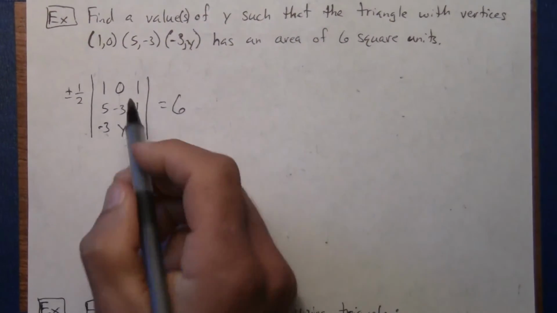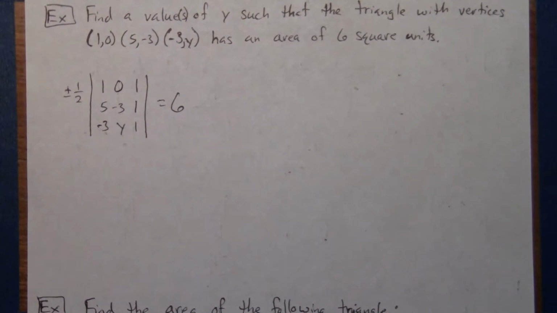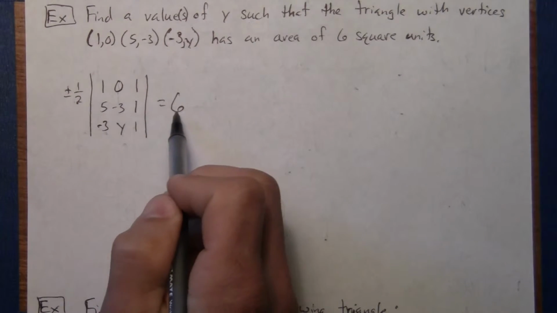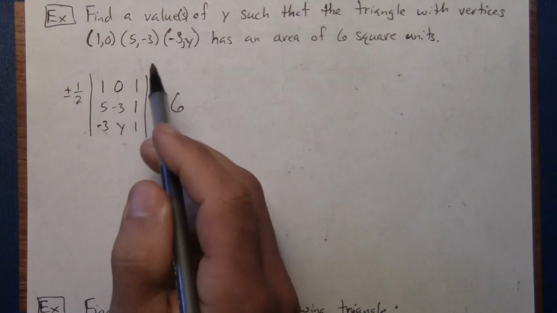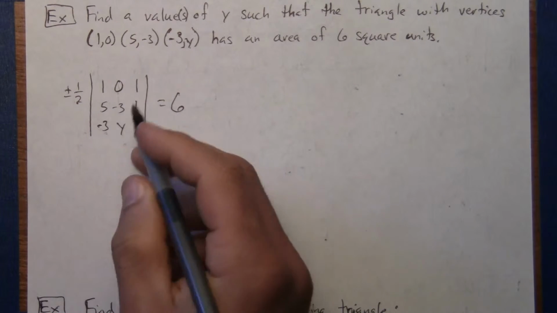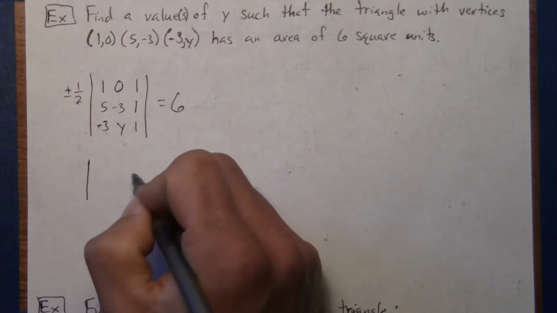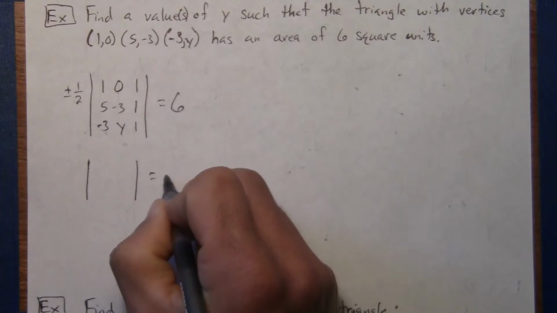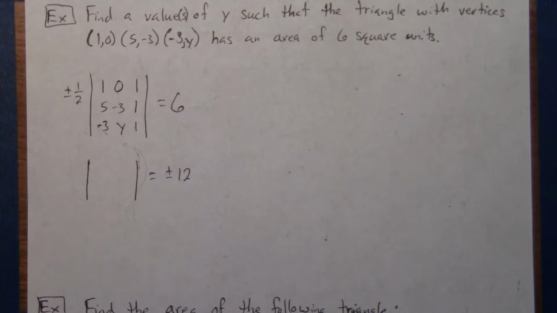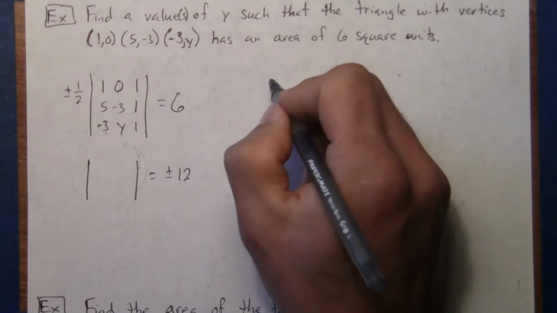Now, I usually try to get the determinant part by itself, so I'm going to multiply both sides by plus or minus 2. I have no idea if it's what this is going to be. And because there's a variable in it, I'm going to actually have 2 answers. So I'm going to say that my determinant, I'm not going to actually write all the numbers in, is going to equal plus or minus 12. And so now my job is to try to figure out what is that determinant. So let's do that over here.